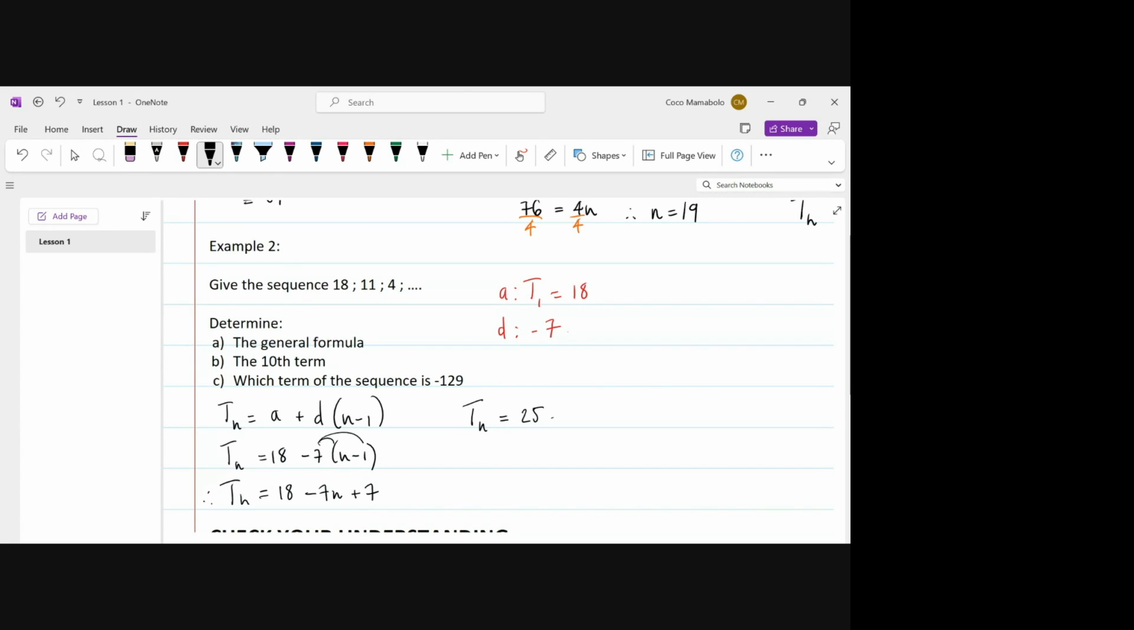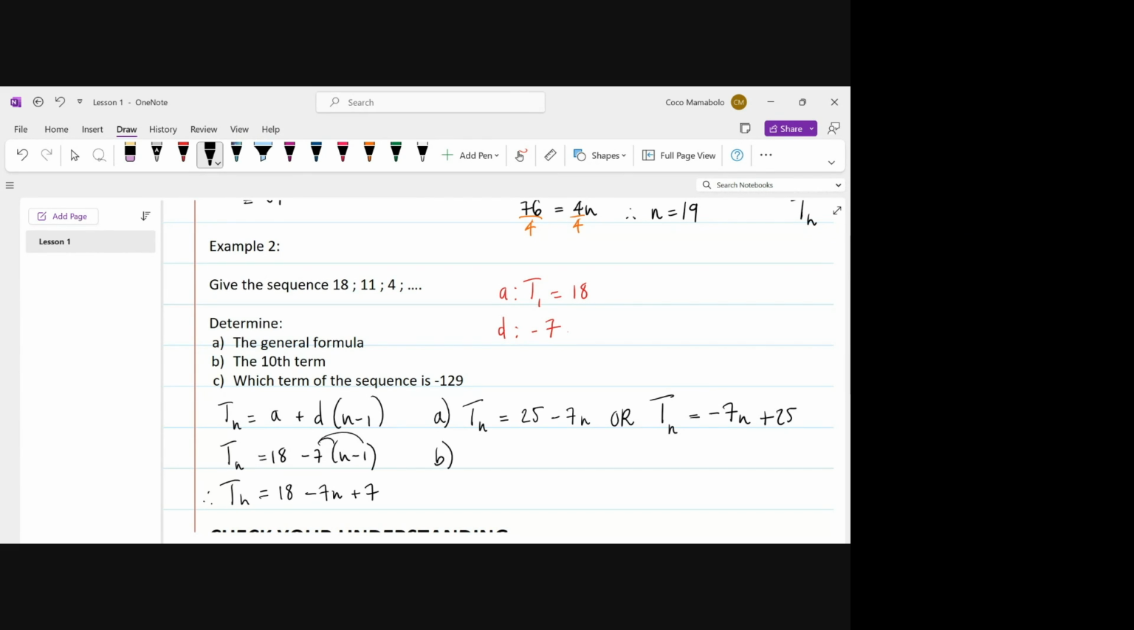Good. 25 minus 7n. I'm just going to write in here because I know somebody else wrote it differently. Or how else can we write this? -7n plus 25. That's it. We can do either of those just to make sure we're covering everyone's answers. Okay, beautiful stuff. Question A, done. Let's talk about B.